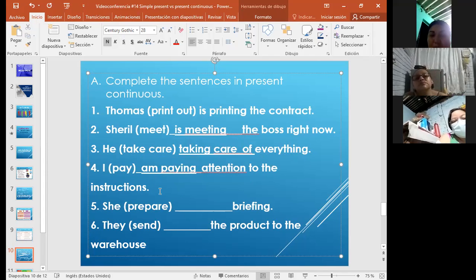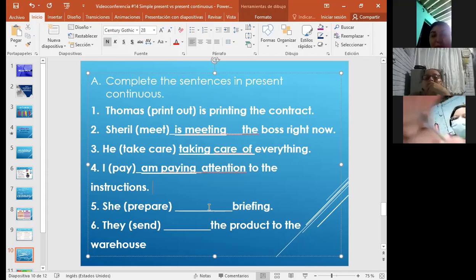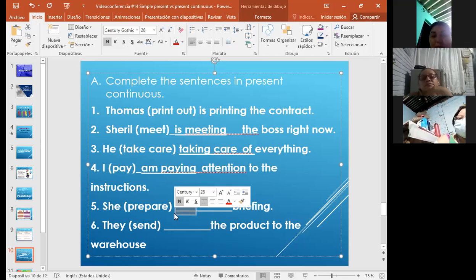Number 5, so we say she prepared, and also we can see the word briefing. This is actually a word that is related to activities or instructions. She's preparing the briefing. I would say in English, instructions. It's the same meaning. ¿Cómo sería acá? Prepares or preparing? What is the answer?